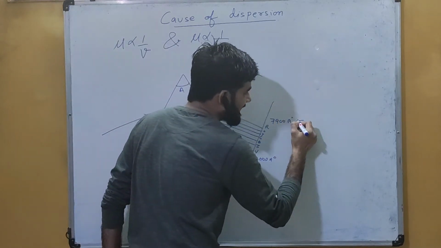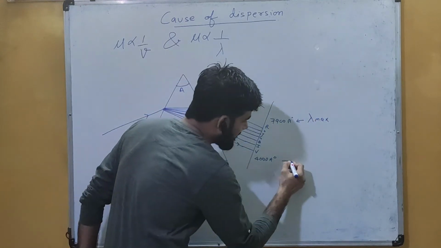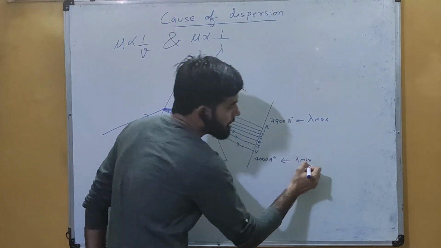मतलब यहाँ पर कह सकते हैं कि जो रेड कलर है इसके लिए जो वेवलेंथ होती है वो कितनी होती है? मैक्सिमम, and for this violet color it is minimum.